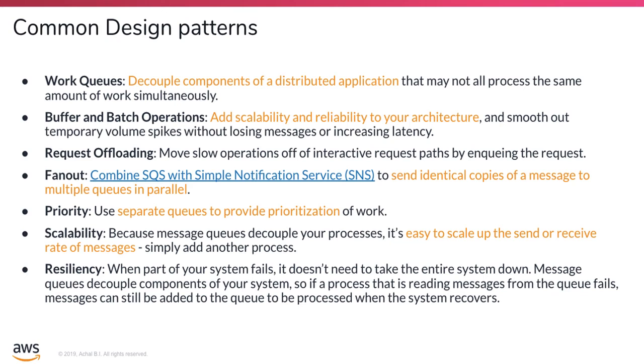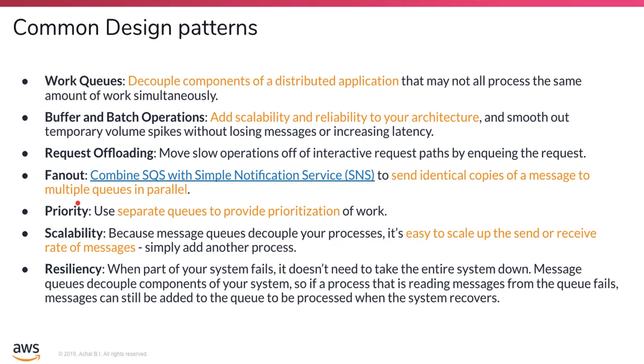These are some of the common design patterns which are used with SQS. Work queues are commonly used, where SQS decouples components of distributed applications, and it can be used for batch operations, where whenever you require scalability or reliability in your architecture, you could use buffer and batch operation. There is also a pattern called request offloading. What it means is you could move the slow operation off the interactive request path. We will see how it is done in a few more slides.